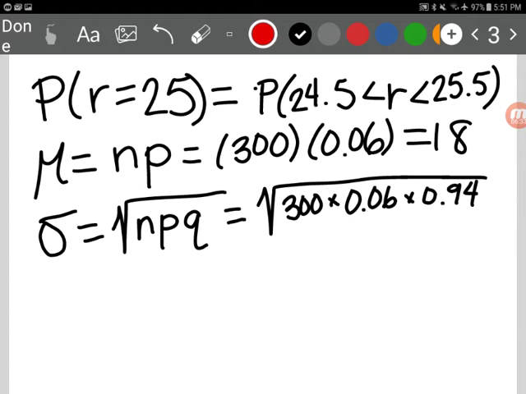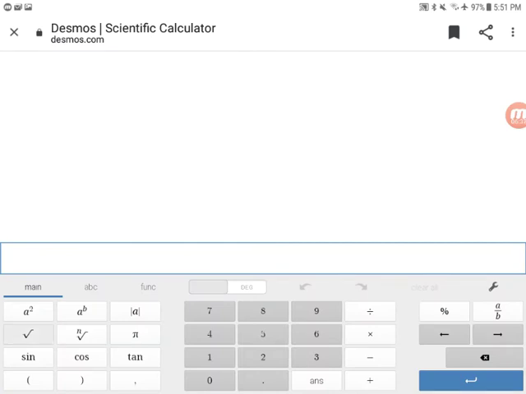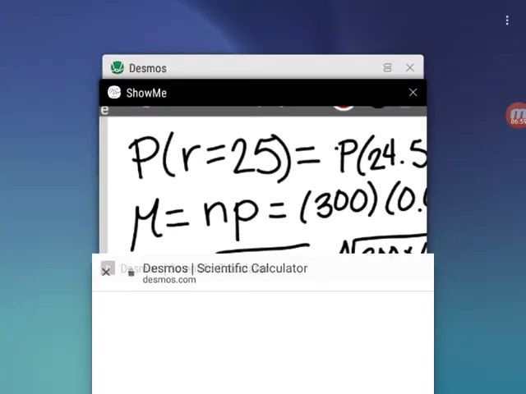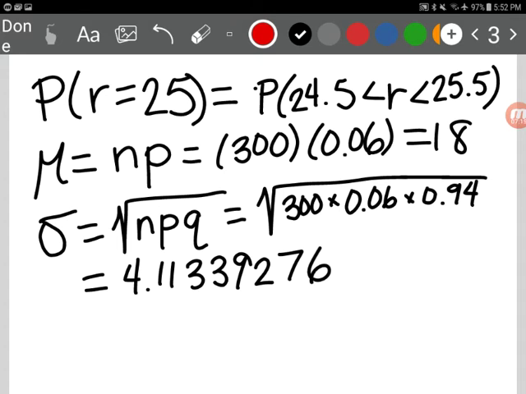Let's practice typing it in on Desmos right quick. I'm on my Desmos scientific calculator here. I'm going to hit the square root button, and type 300 times 0.06 times 0.94. And I have my answer, 4.1133976. That is my standard deviation. I want to input all those digits because when I use Desmos, I want to get as close to my answer as possible. So we're going to type in 4.1133976.